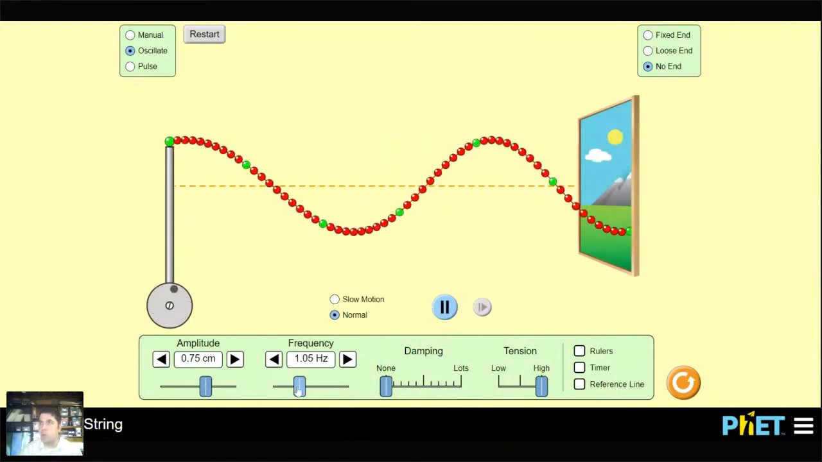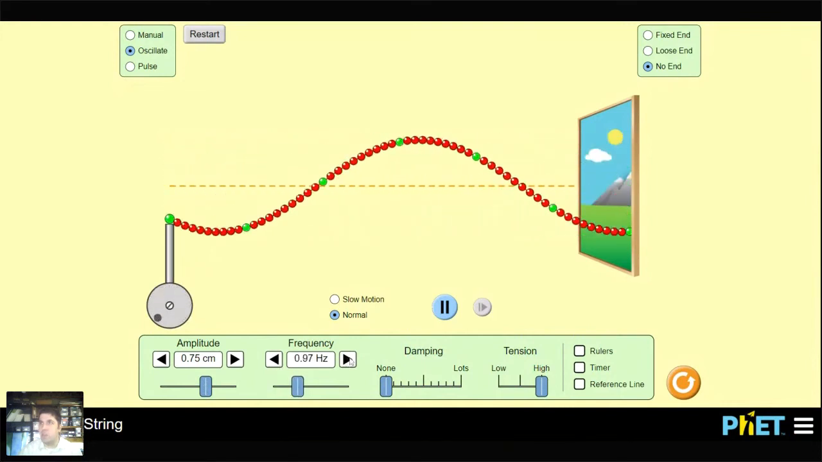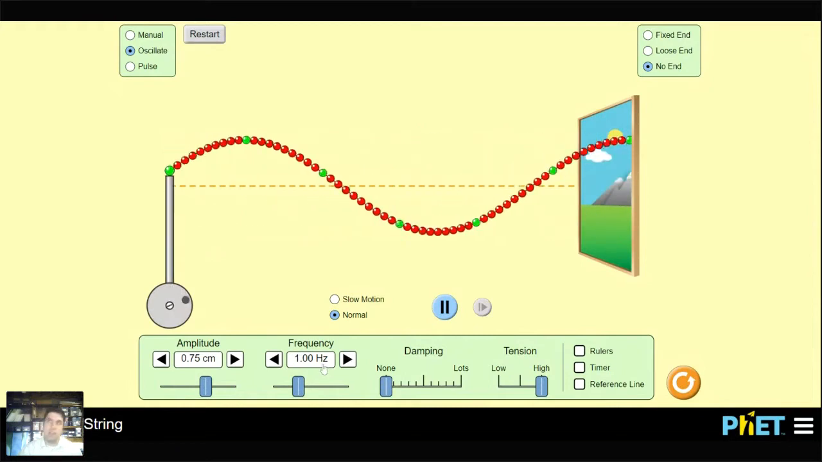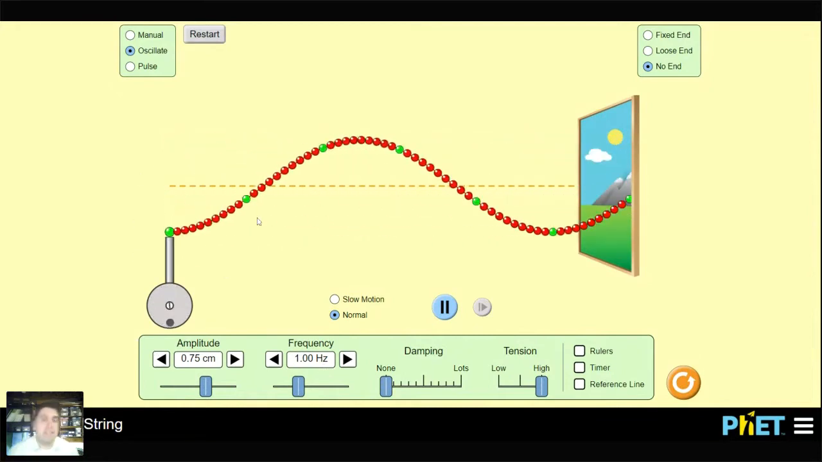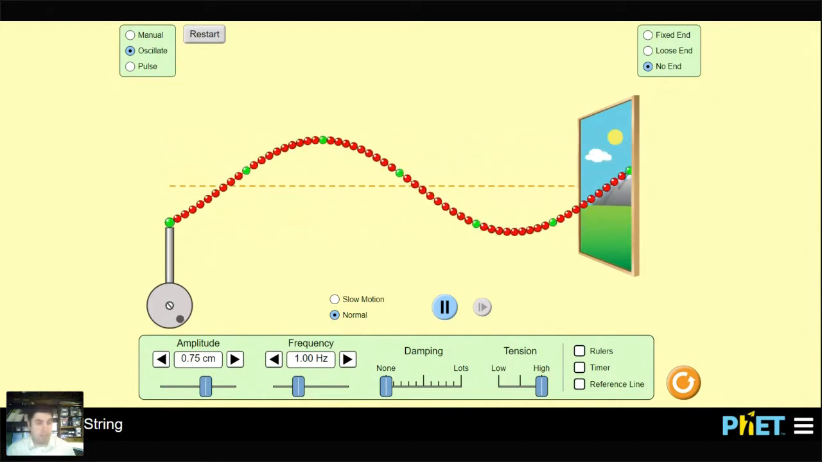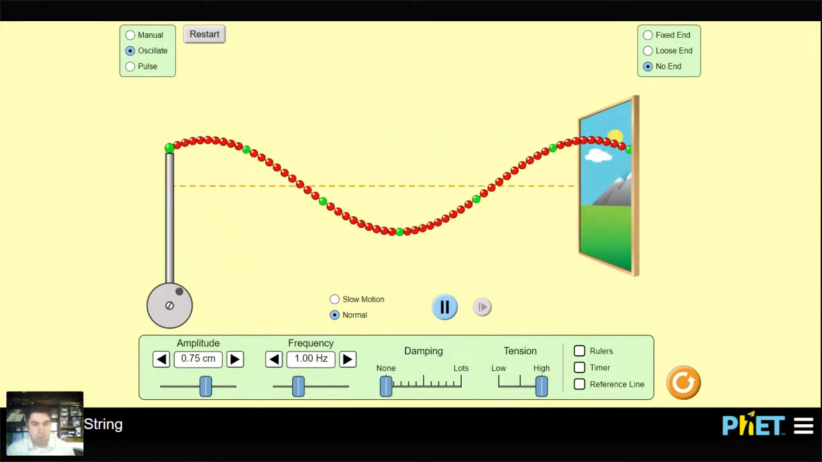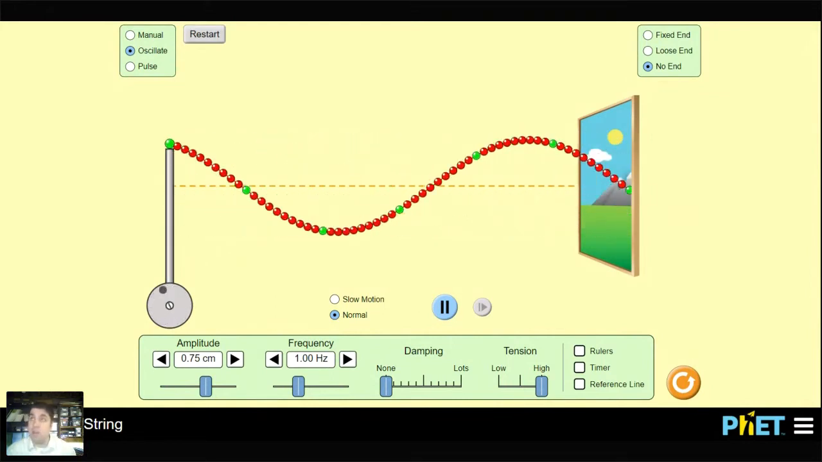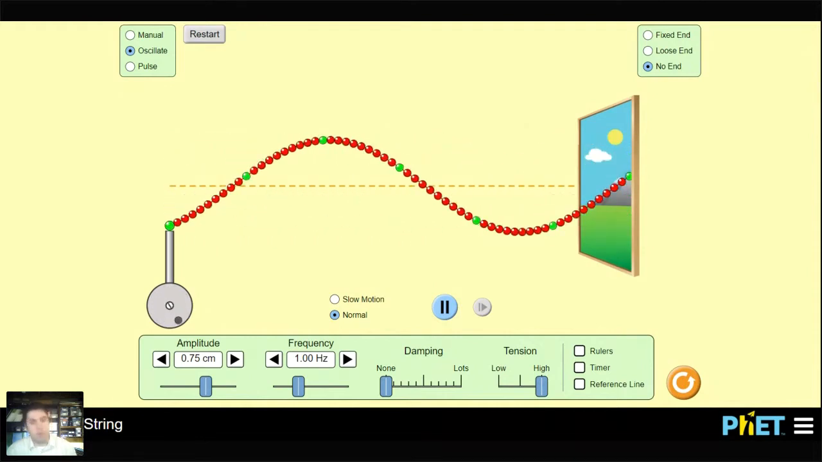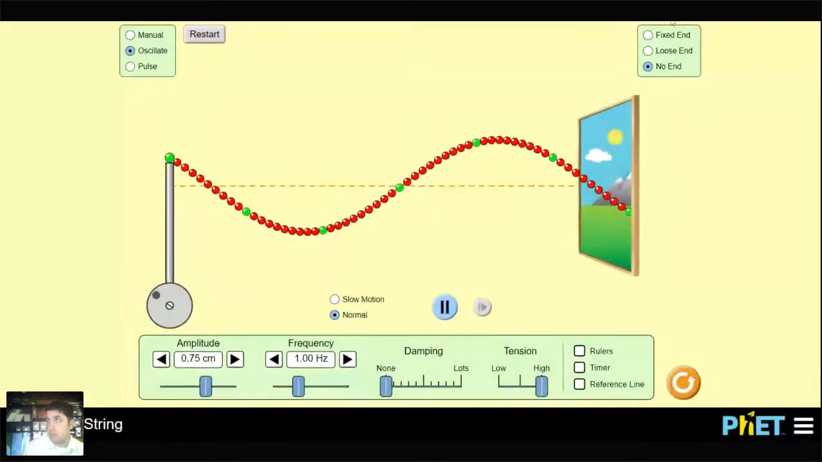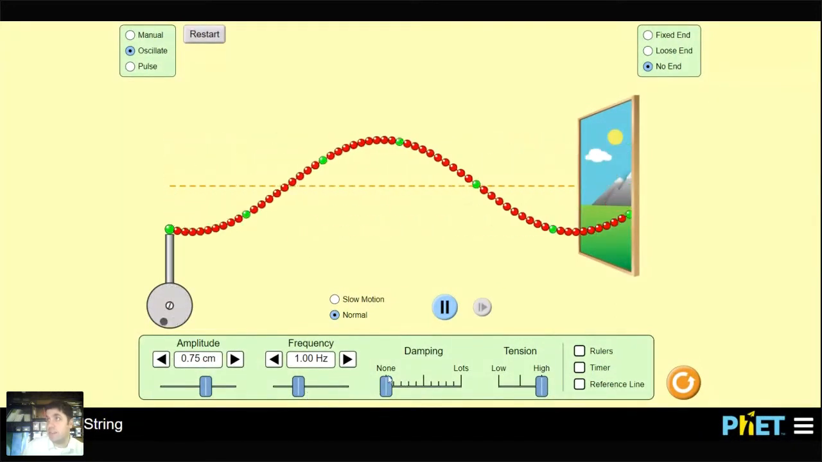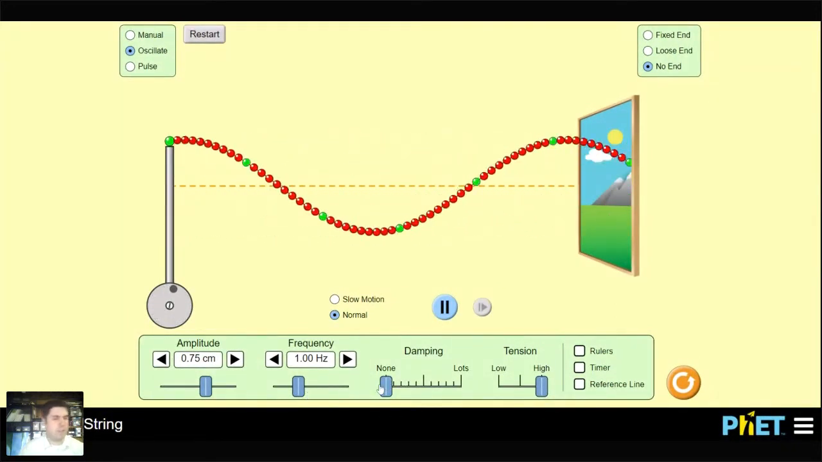So in this case, let me change this a little bit here. We're going to make one wave every second. So we're going to set our frequency to 1. This means that this little plunger will go up and down once every second. Okay? And that is our wave. Frequency of 1, period of 1, it goes up and down once every second. Okay? Now in this case, we've got damping turned off. Damping is basically friction for a wave.